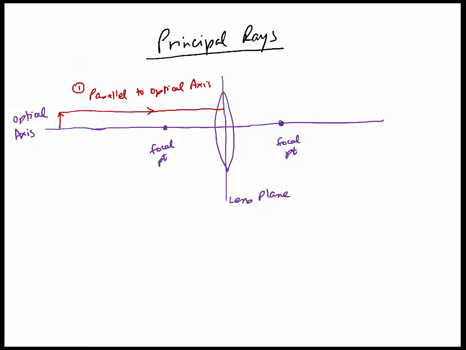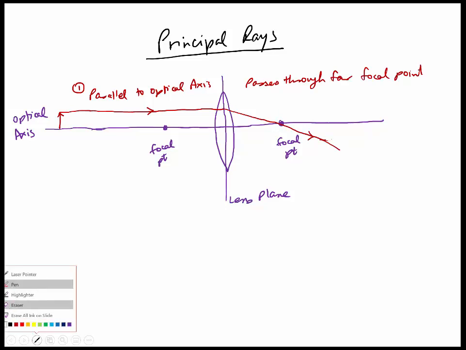And the rule is that when it hits the lens plane, it's going to bend in such a way that it goes through the far focal point. No surprise there. We actually defined the focal point as the point where a ray of light that's parallel to the optical axis will converge. So that's our first principal ray.